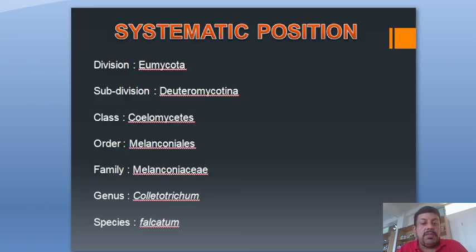So, systematic position. It is division Eumycota, within the true fungi, subdivision Deuteromycotina, class Coelomycetes, order Melanconiales, family Melanconiaceae, Colletotrichum falcatum. Deuteromycotina, we know these are the imperfect fungi. We know it very well. They do not show any typical sexual reproduction in their life cycle. So it is very interesting to know about the life cycle of the disease.